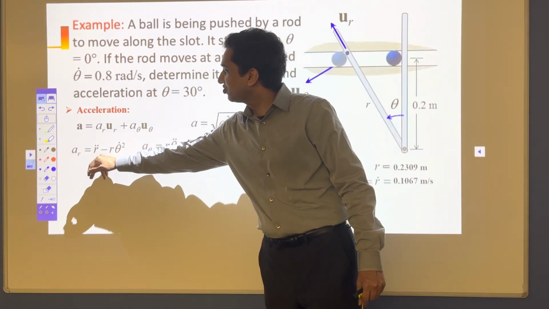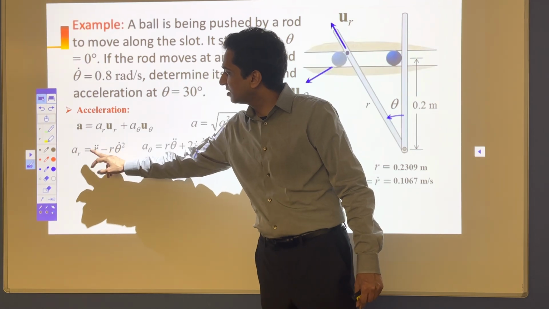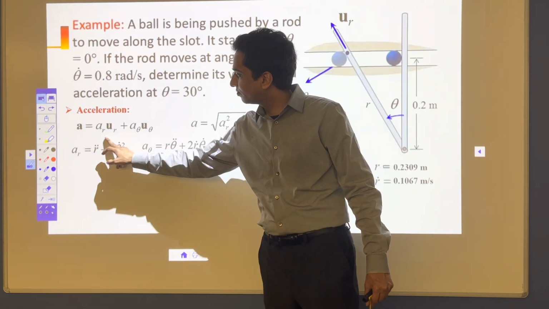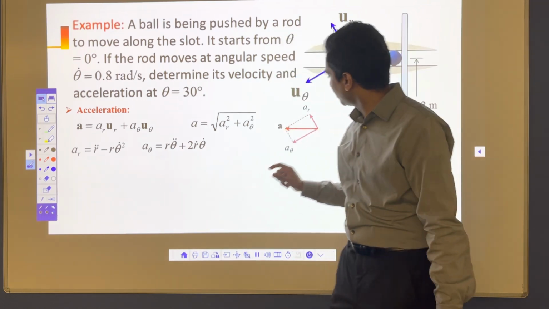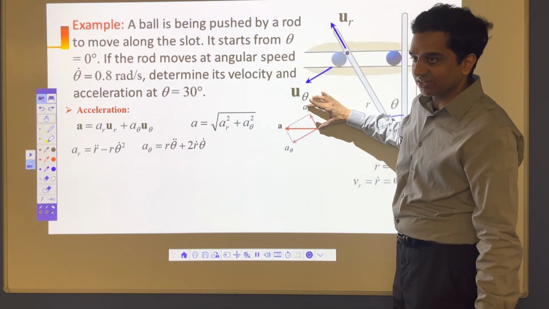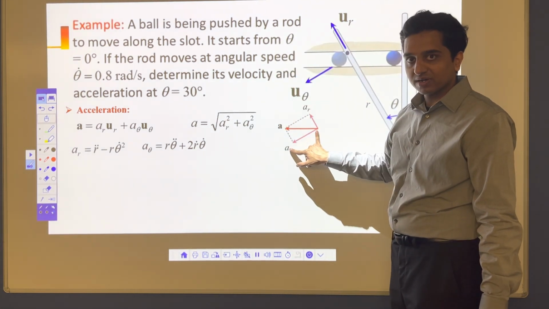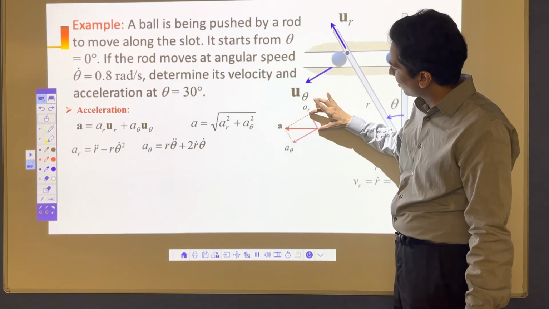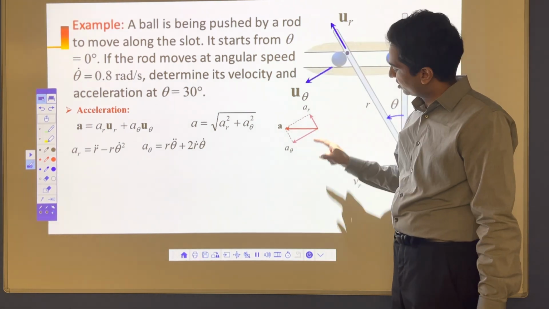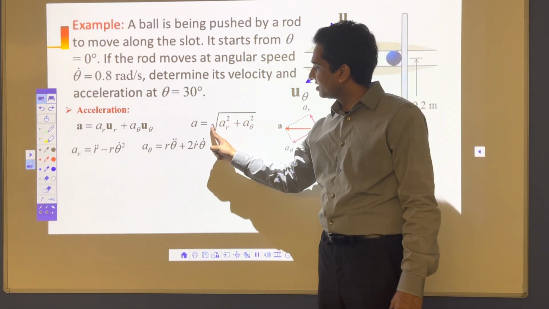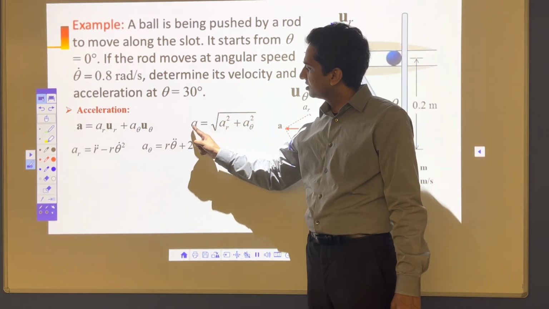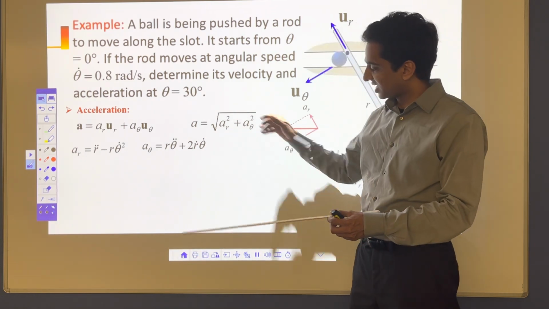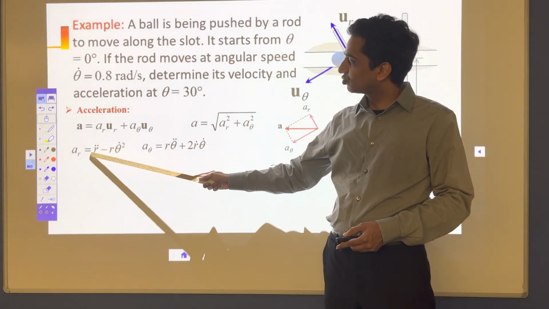We have to find out this one, r double dot. Once we calculate r double dot, we should be able to calculate this a r. That's your r component of acceleration and theta component of acceleration. Just the way you have x component and y component, in this problem we have r component and theta component. You calculate those, you can get a r and a theta. Okay, the final acceleration.